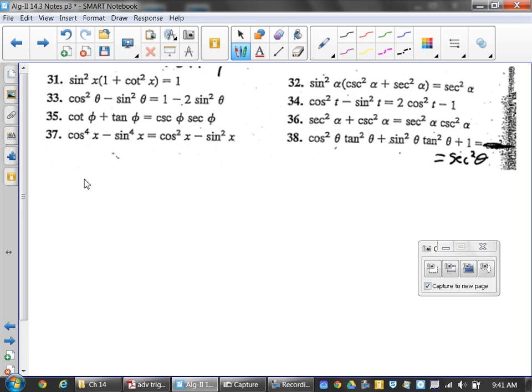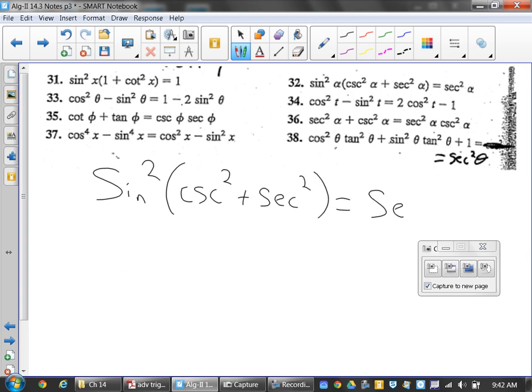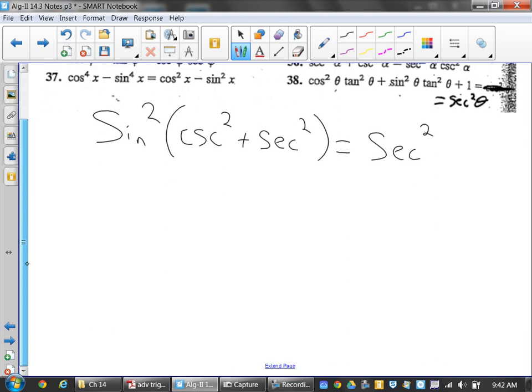So we have sine squared times cosecant squared plus secant squared. I want to verify that that's secant squared. Okay? So when you look at this one, we know that cosecant squared is the inverse of sine squared, right? So I'm going to just distribute these things in, but what I'm going to do is distribute them into their inverses.